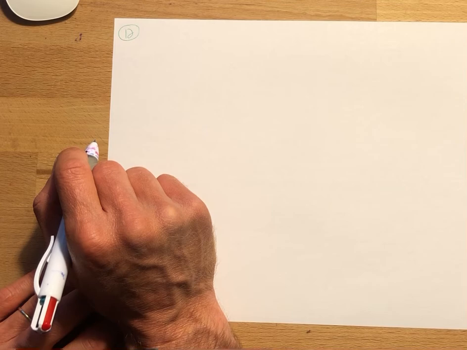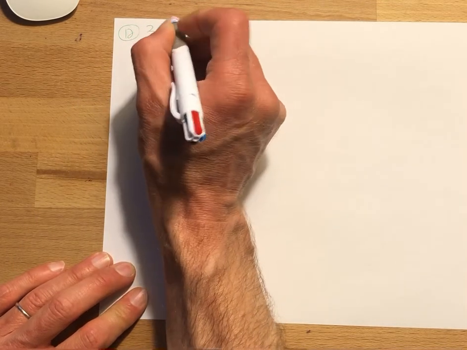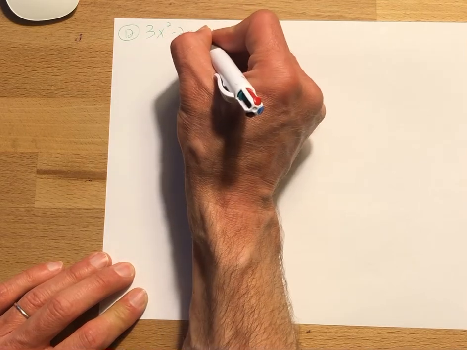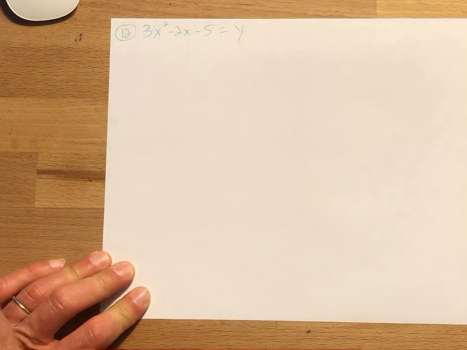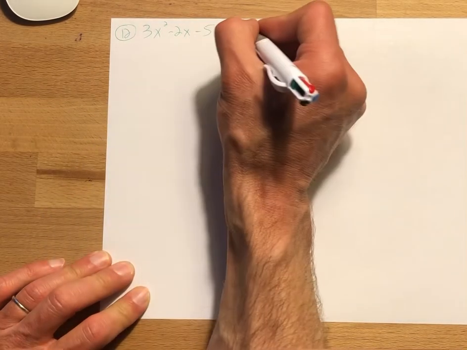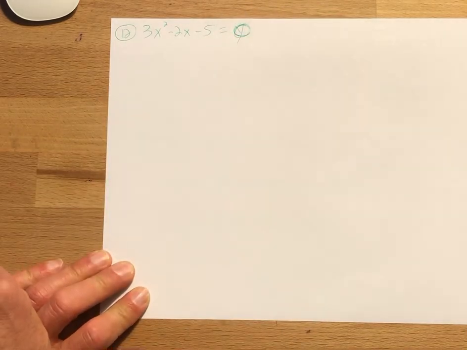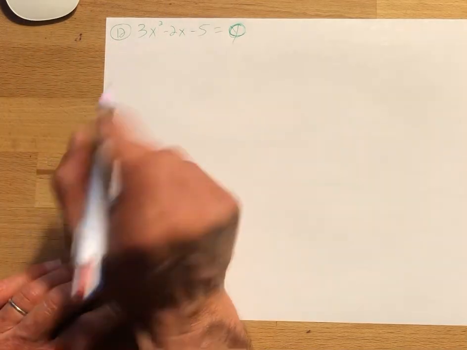I got to get the y all by itself. So I have 3x squared. I'm going to leave the negative 2x, and I'm going to subtract 5 to get y. Now whenever I'm trying to solve, I factor it. But in order to factor it, I have to set this equal to 0. My y is always set equal to 0. We can't factor it, but it's easier to use the quadratic formula.